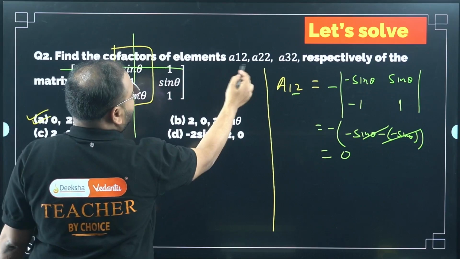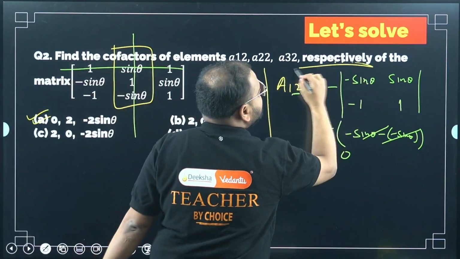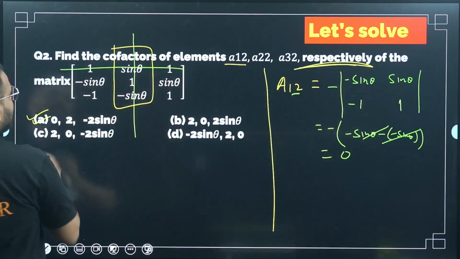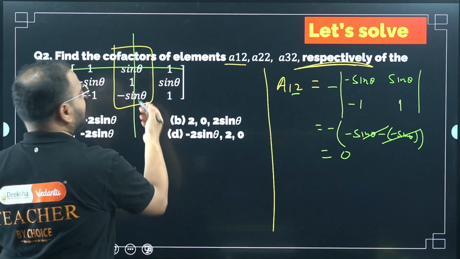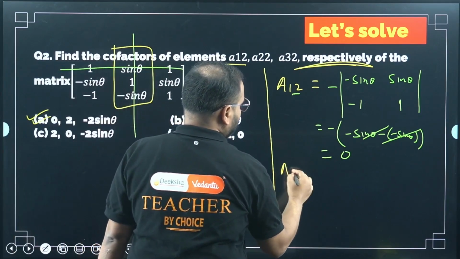A12 is 0. Why like that, sir? They have given in order, no? Respectively, they are saying. Means in order. So answer is directly this thing, 0, 2, minus 2 sin theta. If you want, we can solve and find other elements also.